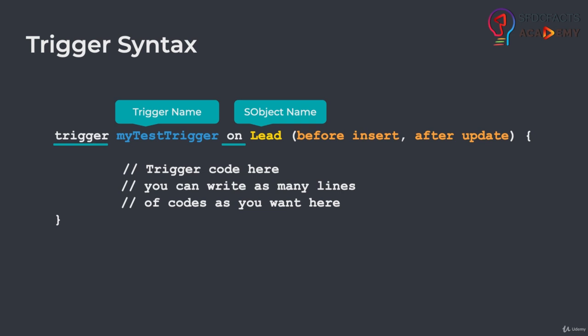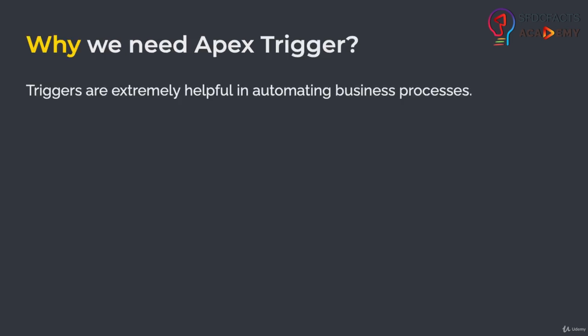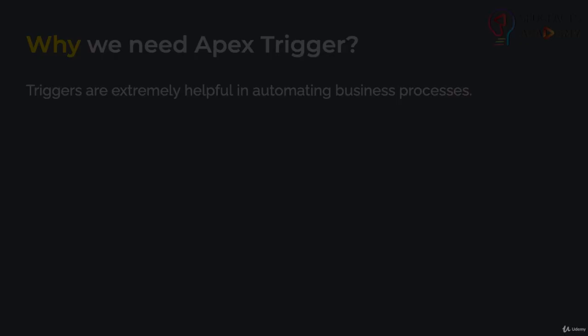After that, you define the set of events for which this trigger will execute. For example, here we have defined a trigger on the Lead object that is going to execute before the insert operation and after the update operation. So this will be the very first line of your trigger, or this is how the trigger syntax looks. After that, you will have your trigger code block where you can write as many lines of code as you want.